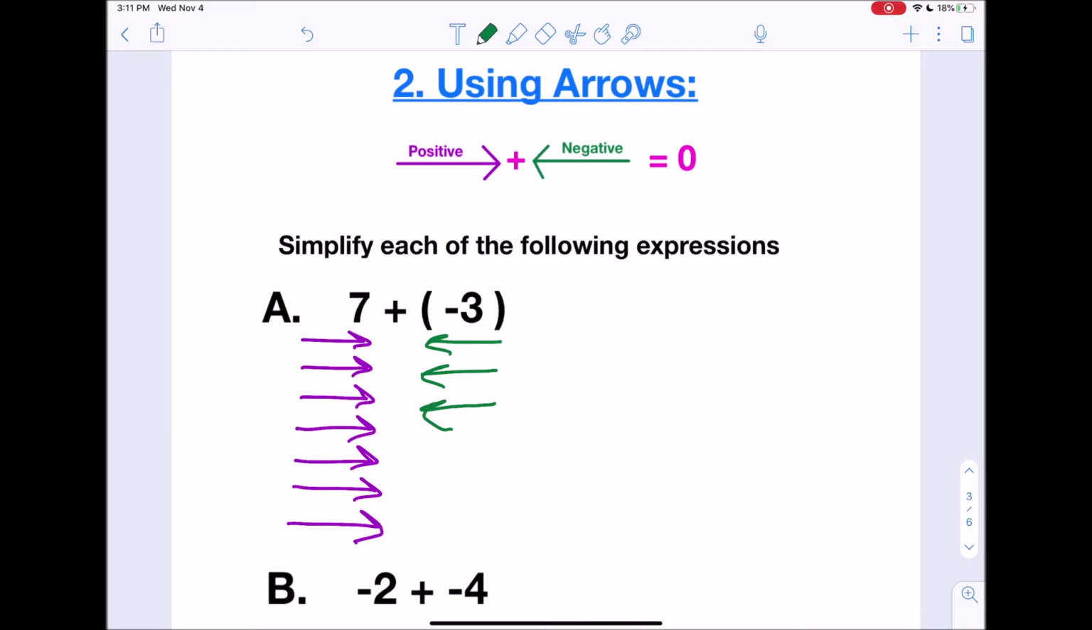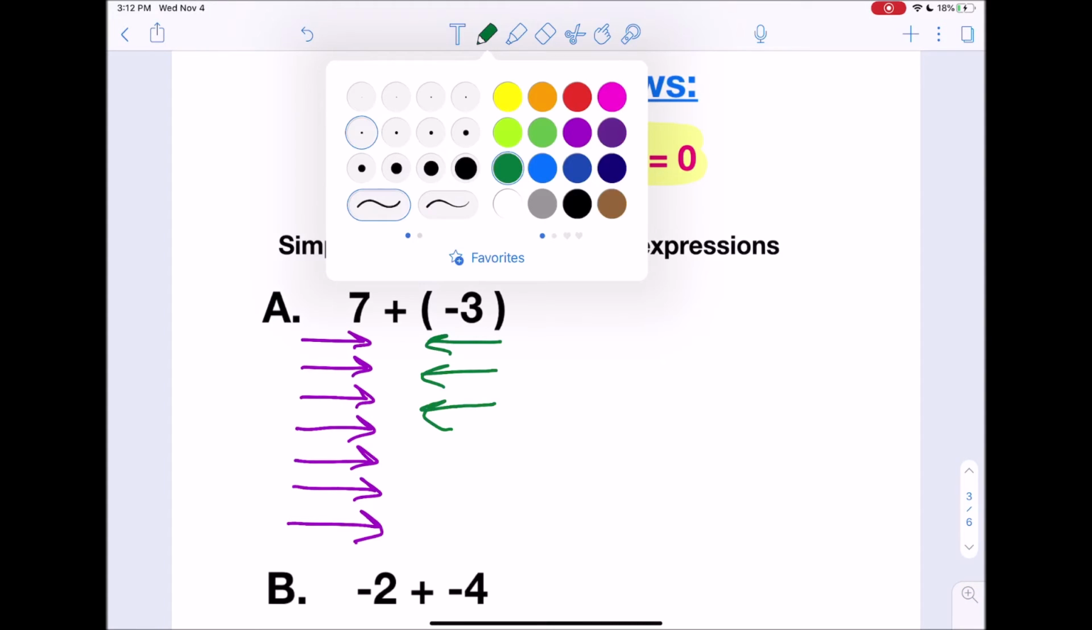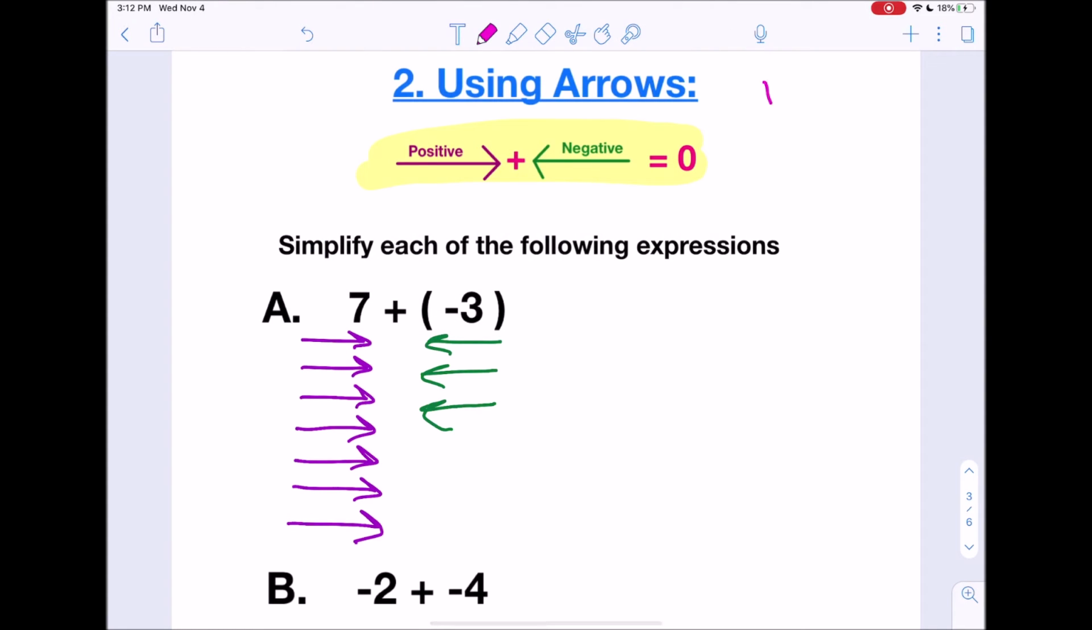Now, the idea of this is you're supposed to remember that 1 positive and 1 negative equals 0. Okay, and it makes sense because if you have 1 plus a negative 1, it equals 0. So 1 positive arrow plus a negative arrow equals 0. If you need to see that on a number line, here's 0, here's positive 1, here's negative 1.